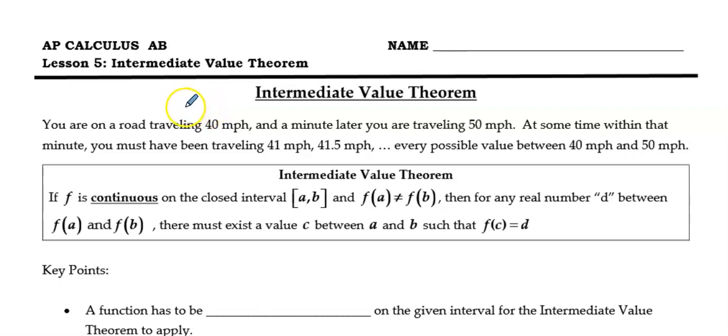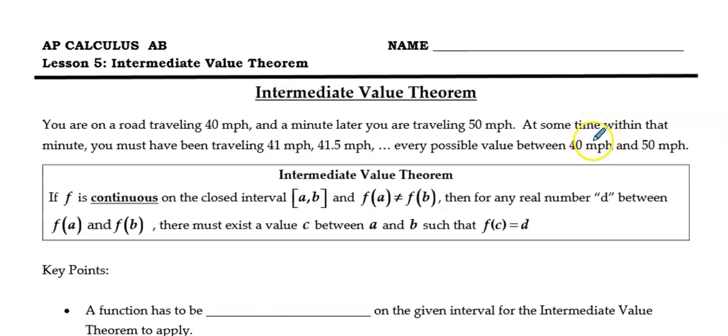So the intermediate value theorem, a good example is if you're driving on the road and you're traveling 40 miles per hour. Just imagine you're driving 40 miles per hour, and then a minute later you look at your speedometer and you see that now you're at 50 miles per hour. All the intermediate value theorem is basically saying is that this is a continuous function, right? You're driving continuously, so you go 40, 41, 42. There had to be some time, we're going to call that time C.